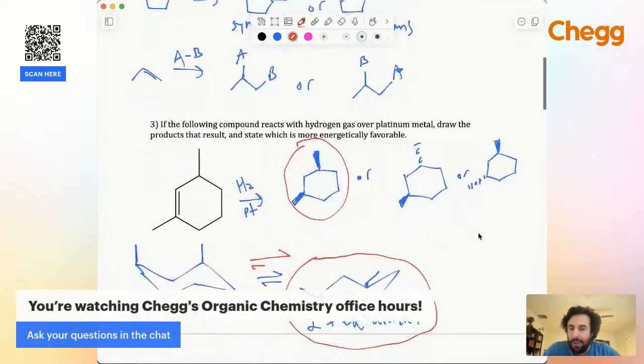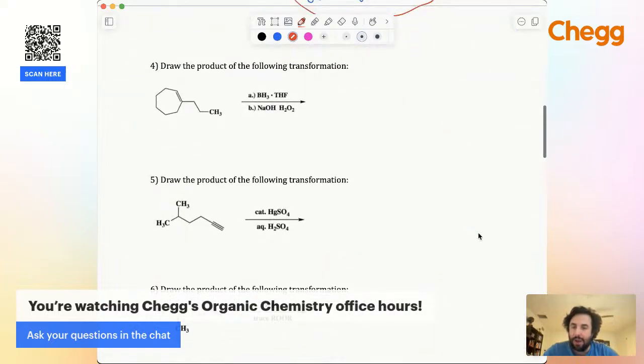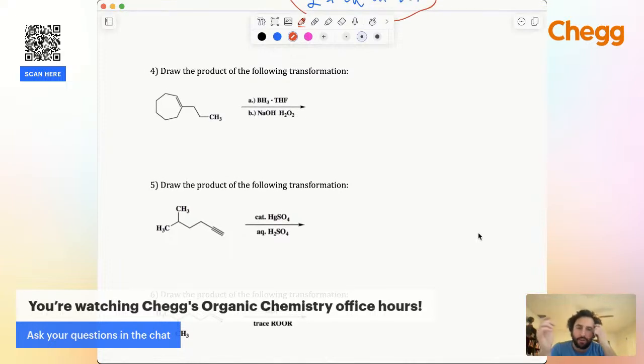Let's see. Okay, number 4. So now we're going to fire through a bunch of these addition reactions. So there's a pro and a con about addition reactions. The con is that there is some memorization. And it's not just addition reactions, it's just that addition reactions is a very large class of reactions.